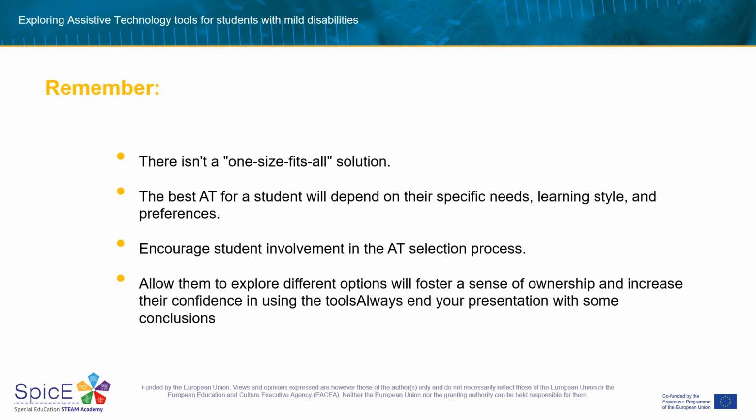When choosing assistive technology tools, remember there isn't a one-size-fits-all solution. The best assistive technology for a student will depend on their specific needs, learning style, and preferences. Encourage student involvement in the assistive technology selection process and allow them to explore different options. This will foster a sense of ownership and increase their confidence in using the tools. Always end your presentation with some conclusions.